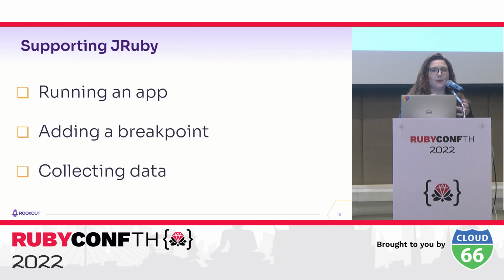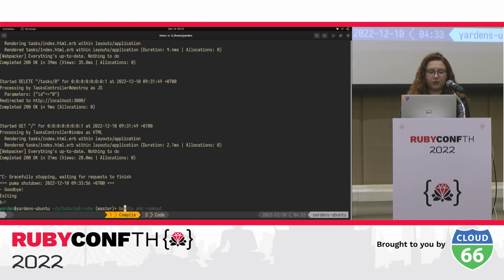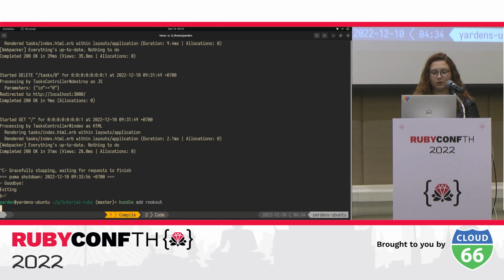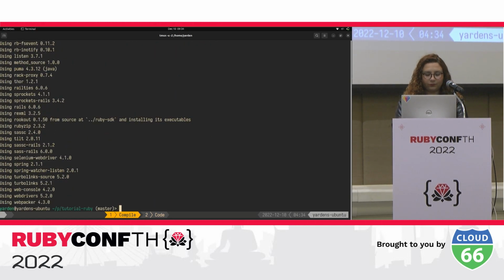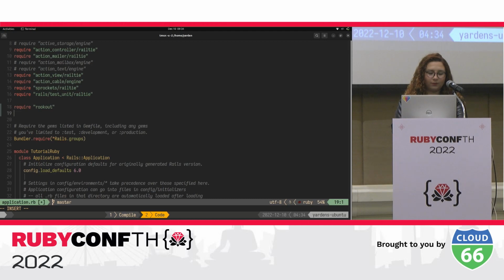I kind of took that big task and split it into 3 subtasks. First, I wanted to run an app with our debugger attached. I wanted to be able to add a breakpoint, and then I wanted to be able to trigger that breakpoint and collect data. Now, when running an app, all I really had to do was, first of all, bundle add Rookout, which is just our gem for our debugger, and also require it and just initiate it in the code.